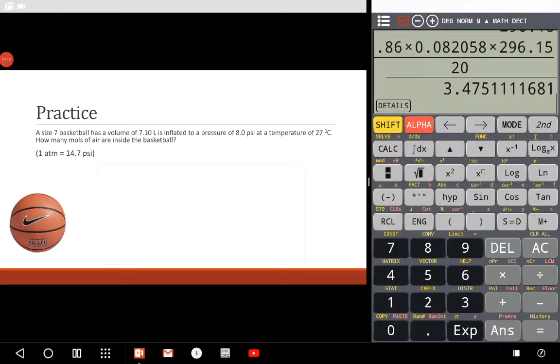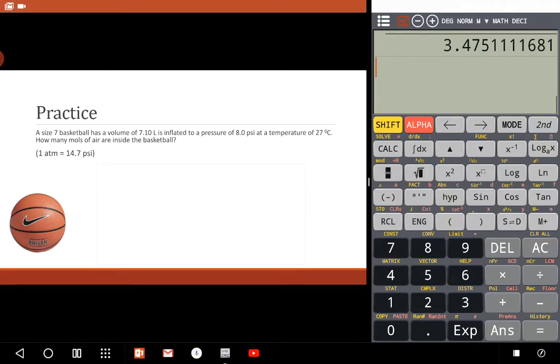Here's a practice problem for you. Go ahead and work this out on your own, and then unpause the video when you are ready to check your work.